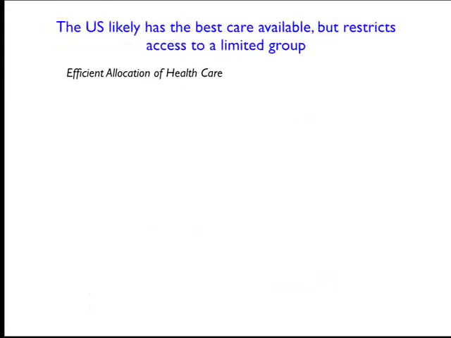This slide is kind of interesting because it's evolving right now, and I'll probably revise it in a couple of years when the ACA has been fully implemented. But I think the general consensus would be that the U.S. probably has the best care available, or at least there aren't countries that necessarily have better care available. But that care is restricted to a more limited group of people.